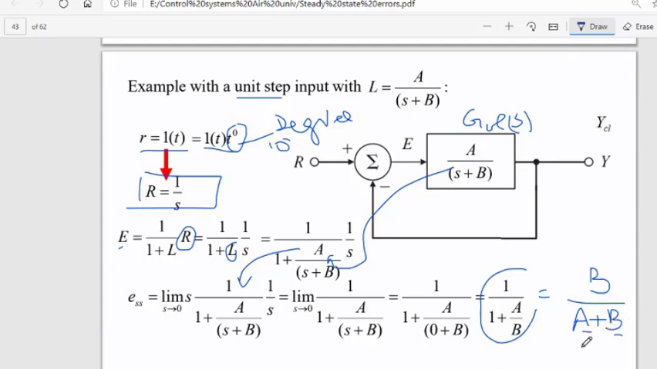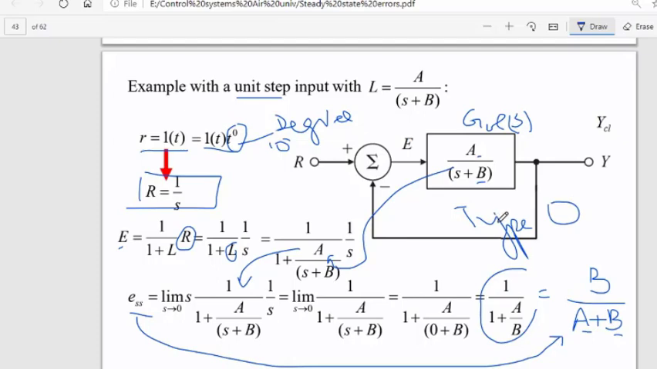Now since A and B both are finite constants, this means that the error that I am getting here is a non-zero finite value. So for type 0 input, the steady state error is non-zero and finite. So this means that this is a type 0 system, since for type 0 input it is giving us a steady state error of non-zero finite value. So this is a type 0 system.